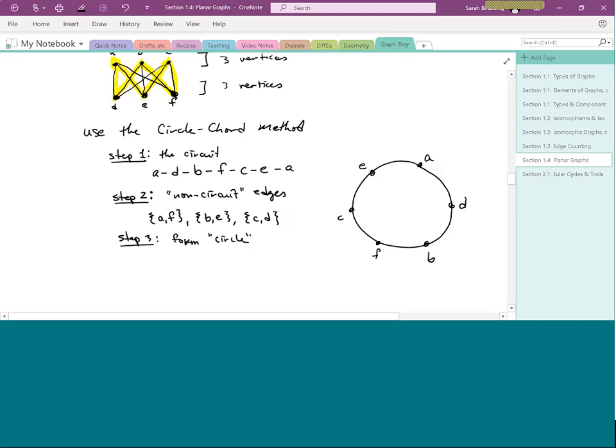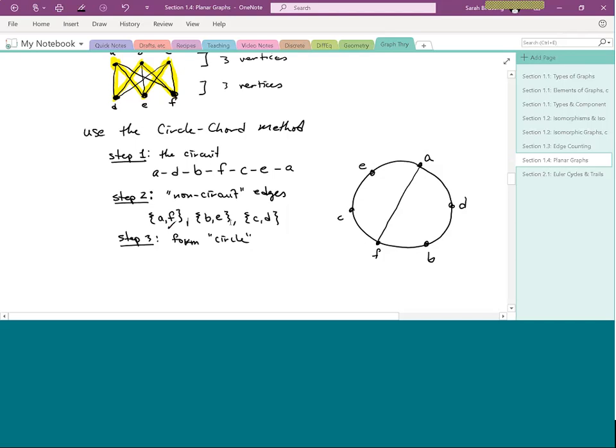Now, we do have 3 edges left. So let's see where we can actually put these guys in. So if we look at the AF edge, first edge, you can always put AF right here as a chord of the circle. Bam.